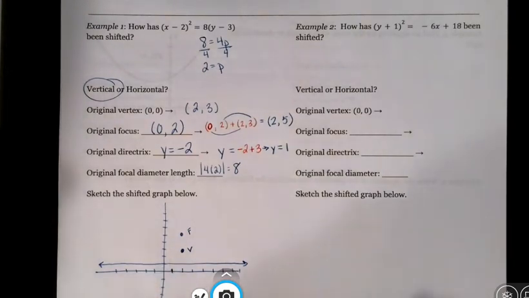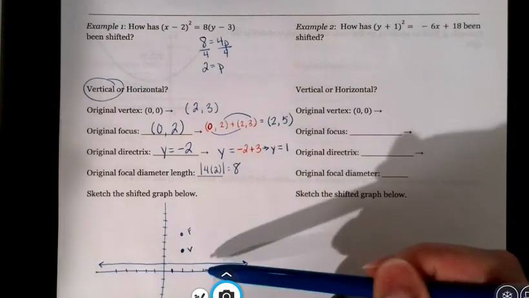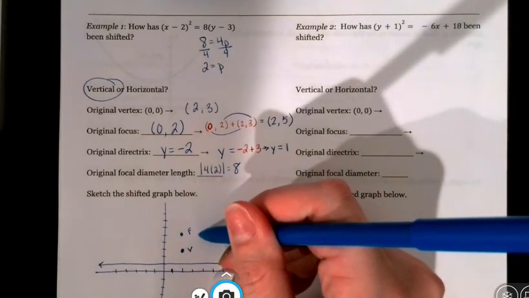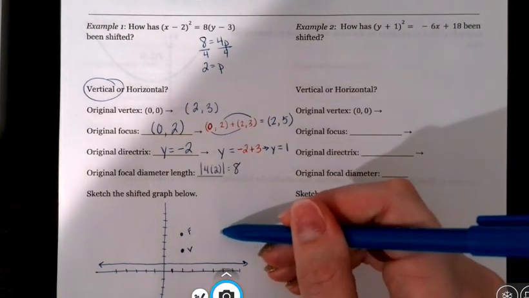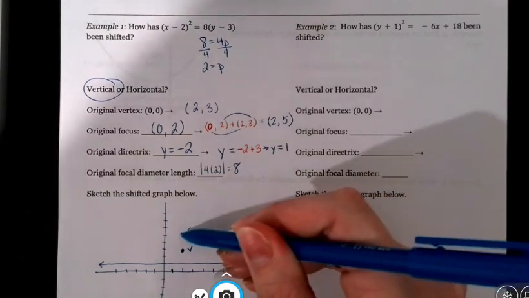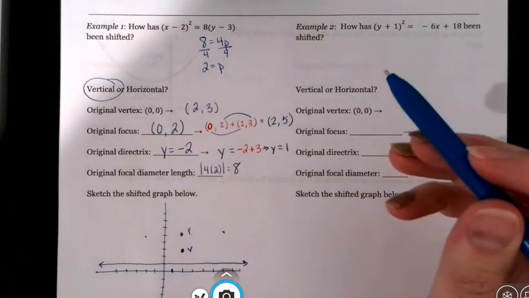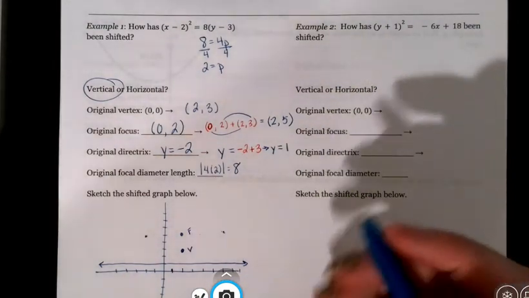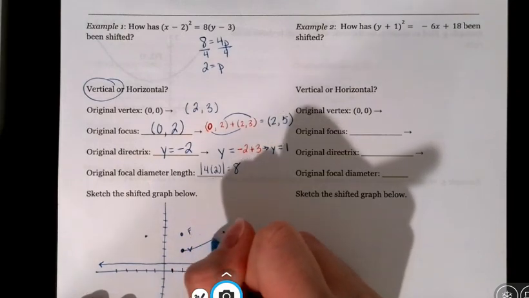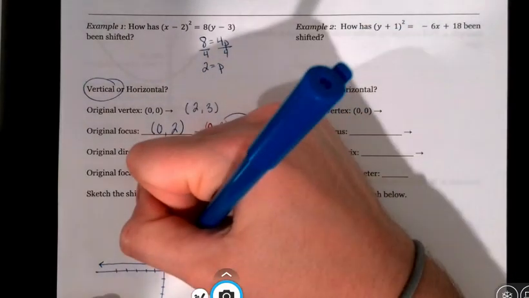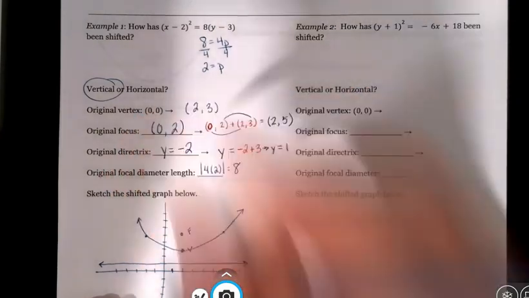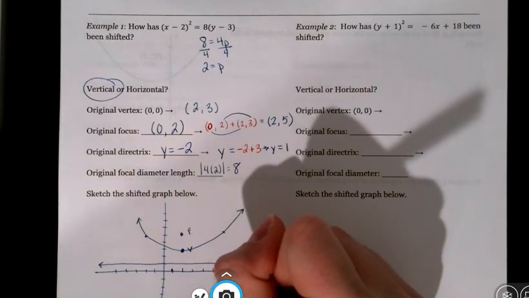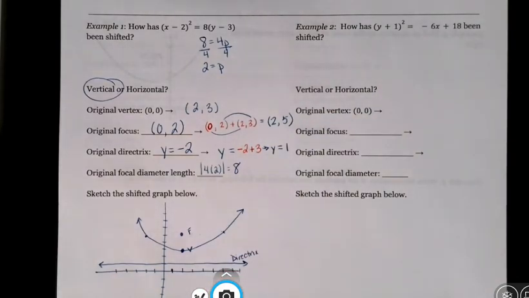And then my focal diameter is 8. So through my focus, parallel to the directrix, I am going to go 4 each way. So 1, 2, 3, 4, about there. That's the closest I can get. So then my graph looks like this, and I have my parabola that was shifted. I'm going to go ahead and label my directrix. We did our first one.